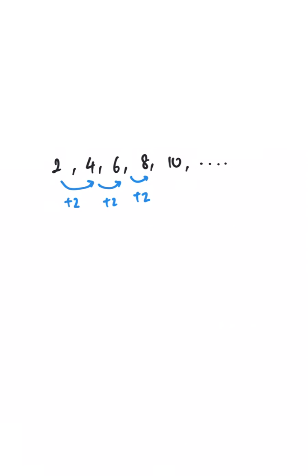Now let us consider another sequence of numbers. 0, minus 4, minus 8, minus 12, and so on. In this sequence of numbers, we realize that each consecutive pairs of numbers differs by 4. So in this case, I subtract 4 from the previous term to obtain the next term.